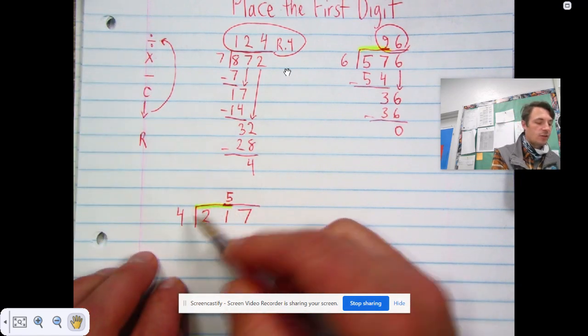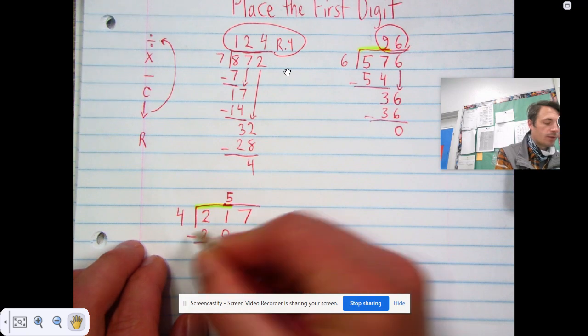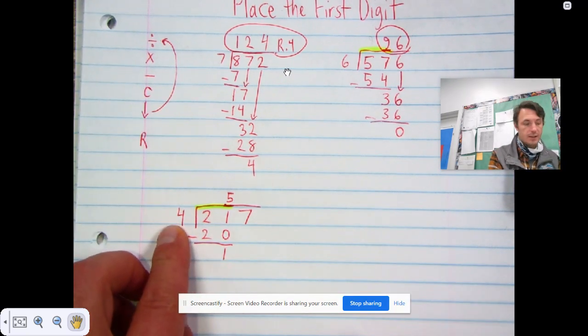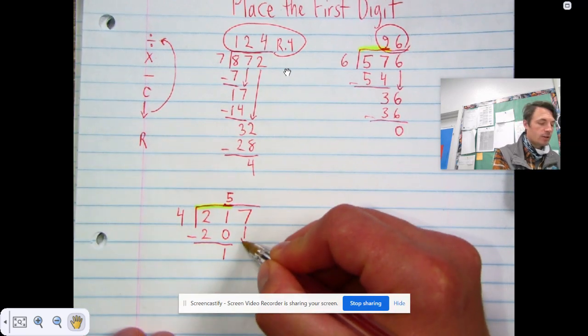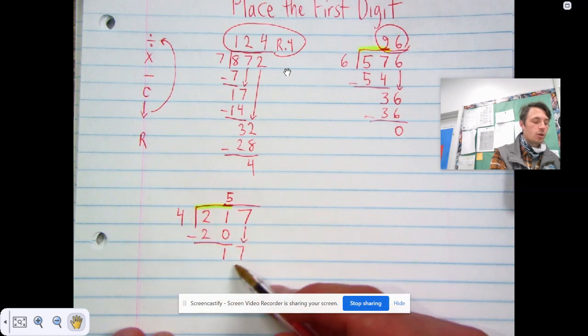Now we multiply. 5 times 4 is 20. Now we subtract. 21 minus 20 is 1. Now we compare. Is 1 smaller than 4? Yes. Now we bring down the 7. Now we go back to divide. Now we're dividing 4 into 17.